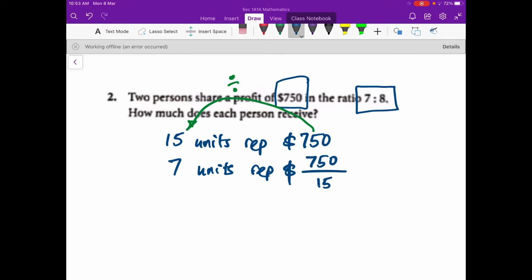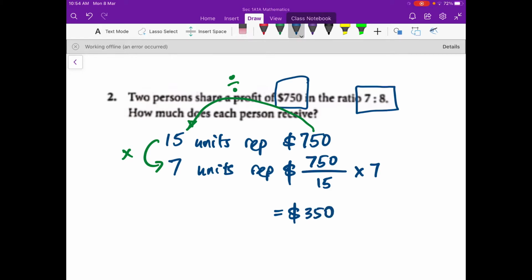But that's not the end. This is only representing 1 unit. We still need to multiply this answer by 7. So continue with the multiplication by 7. So this will give us a value. How much is that? You can use your calculator to find out. 750 divided by 15. That is 50 times 7, $350. The first person is going to receive $350.